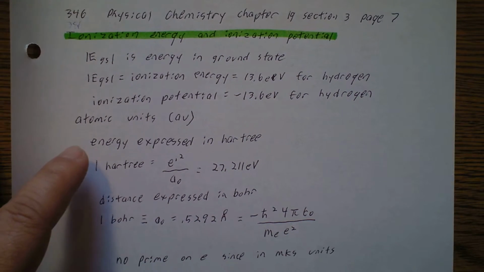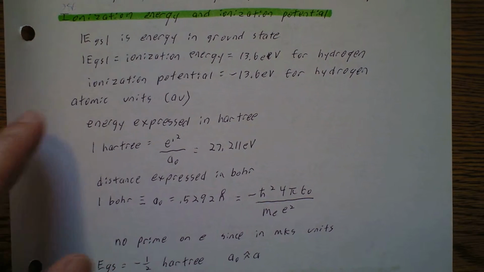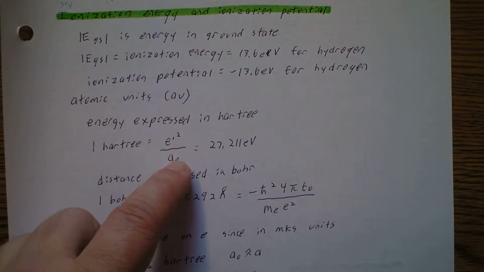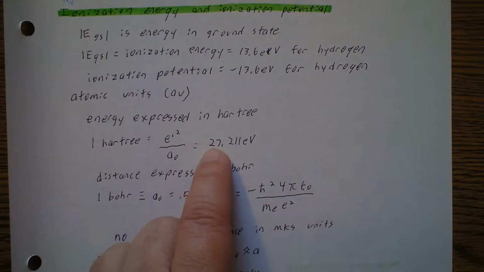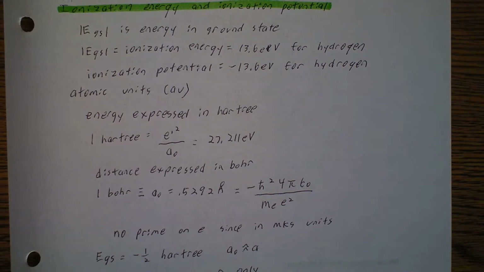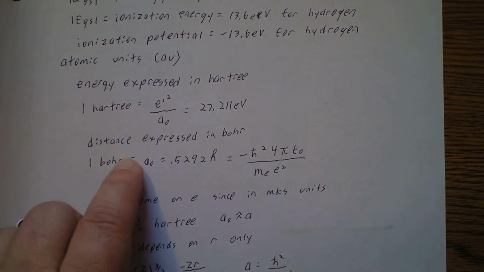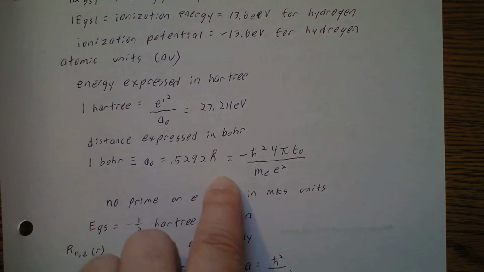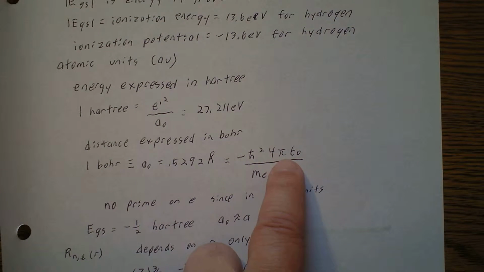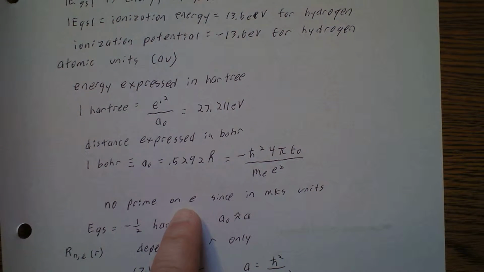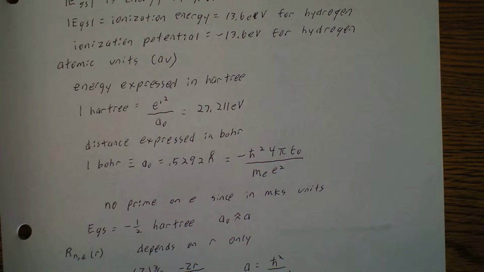Now let's talk about atomic units. Energy is going to be expressed in Hartrees. One Hartree is equal to e prime squared over a sub 0, so we get 27.211 electron volts. The distance will be expressed in Bohr. One Bohr is defined as a sub 0, which is 0.5292 angstroms, which is equal to h bar squared times 4 pi, the permittivity constant, divided by the mass of the electron times e squared. There's no prime on the e because now we're doing MKS units.